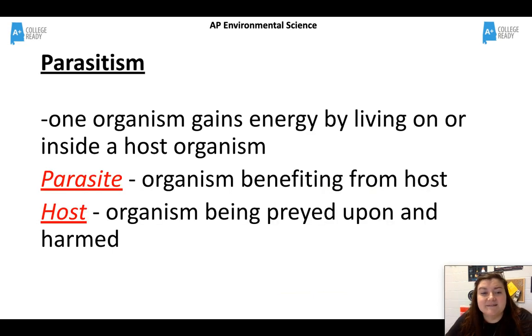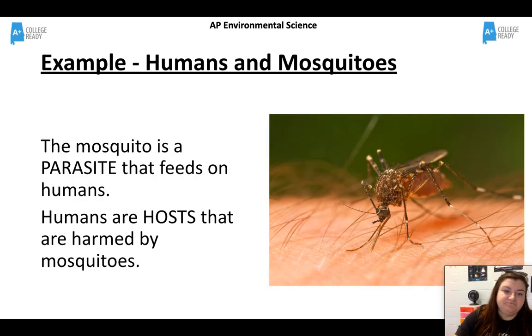And then finally, parasitism. And this is something we're probably very familiar with. Parasites. One organism is gaining energy by living on or inside, gross, a host organism. So the parasite is the organism that's benefiting from the host, and the host is the organism being preyed upon and harmed, actively harmed. So this is going to be things like fleas on dogs, fleas and ticks. It's going to be things like tapeworms and other worm things of that nature.